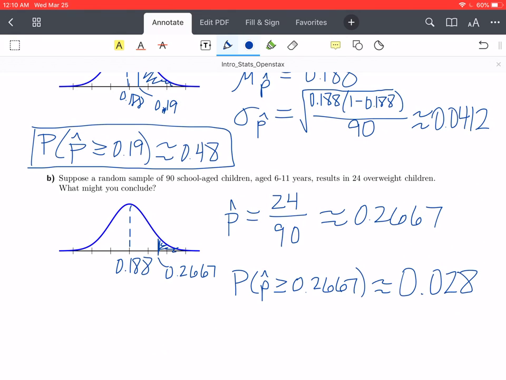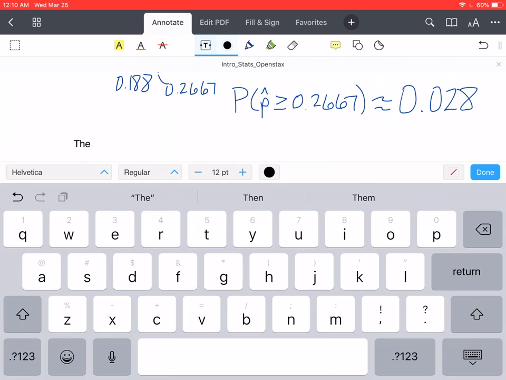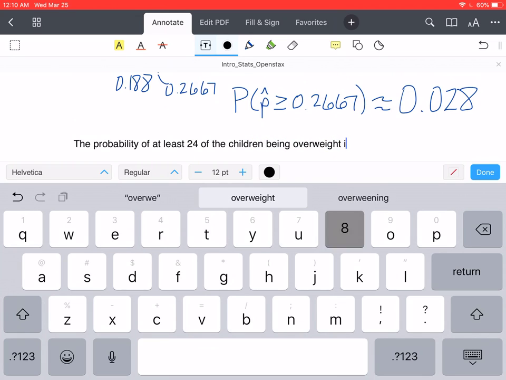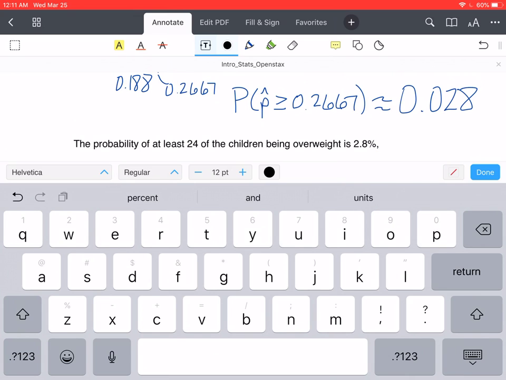So, what does this tell us? Well, this tells us that the probability of at least 24 of the children being overweight is 2.8%. So it is highly unlikely.